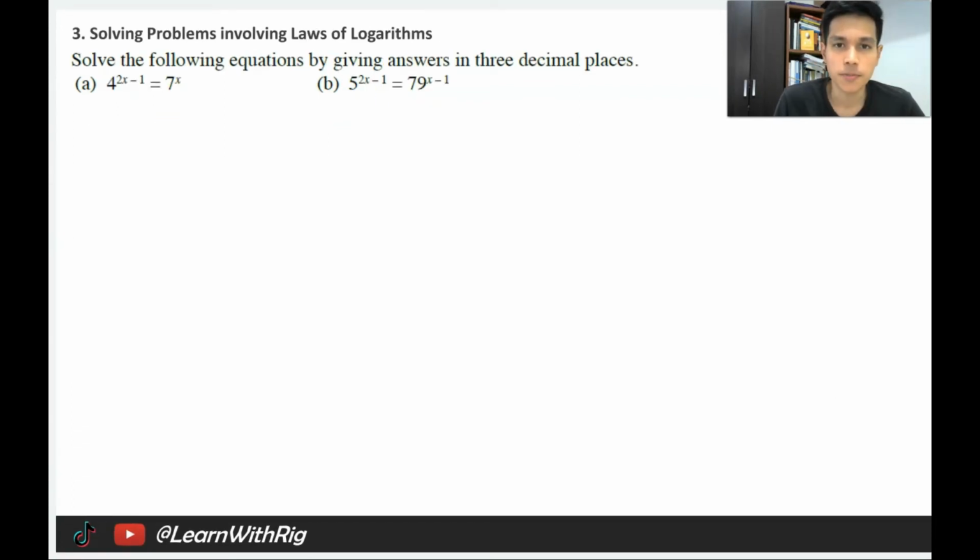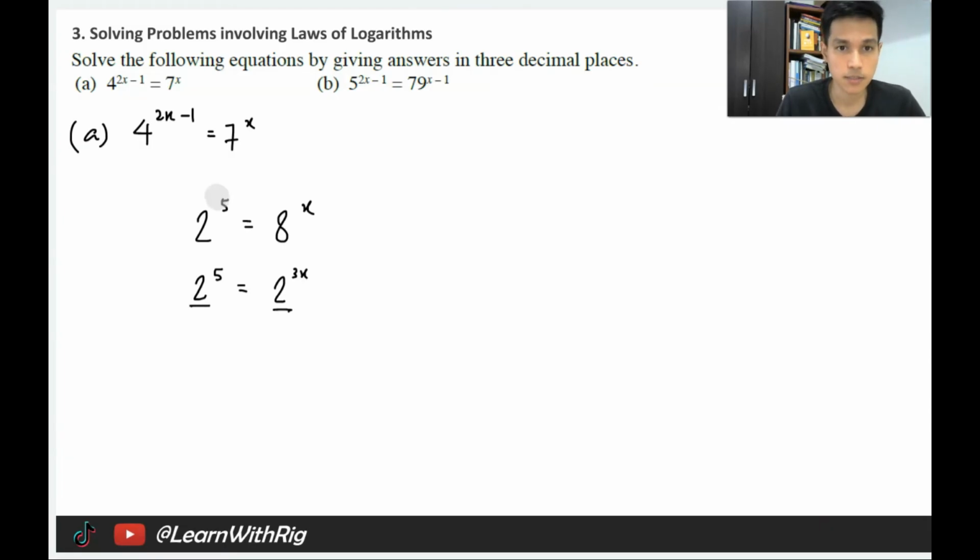Solve the following equations by giving answers in 3 decimal places. So question A. Now, this kind of question, right? Remember, when we learned indices, I told you that when you encounter questions like this, you have to make them become the same base. So for example, if you have 2 power 5 equals 8 power x, you can change this into the same base. So you can change this to 2 power 5, this one becomes 2 power 3x, because 8 is also equivalent to 2 power 3.